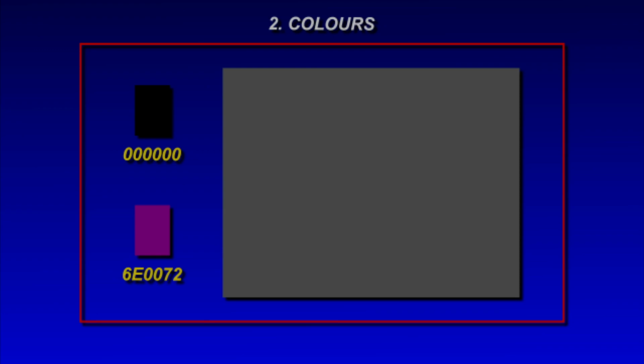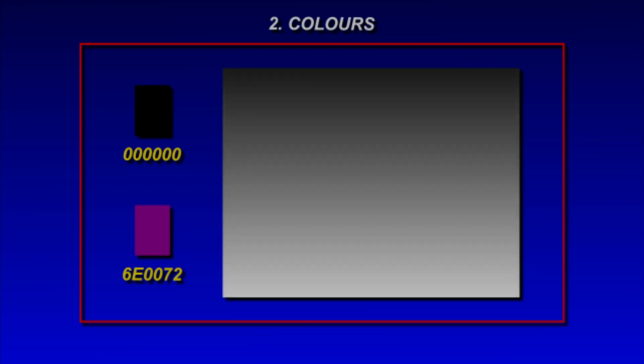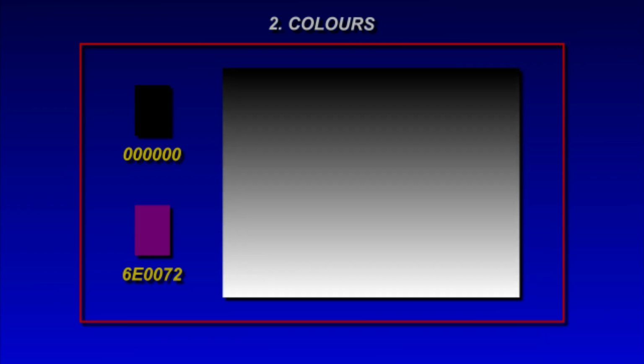In this case I've got it filled with gray. And then I've called out two of our hex colors here. There's a black and then a purple color, and we're going to create a gradient. So the default setting for the gradient is black and white. You can see it moving from black at the top to white at the bottom.